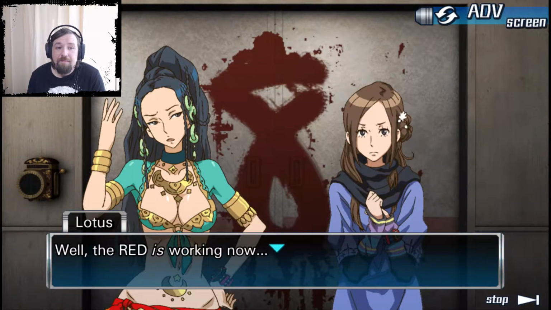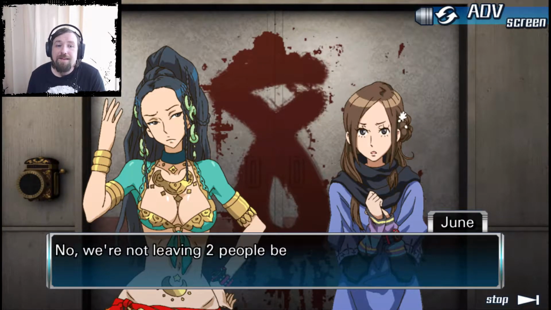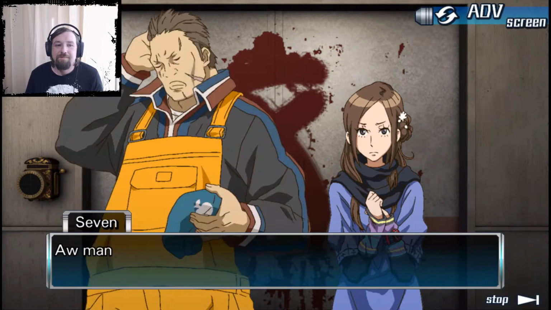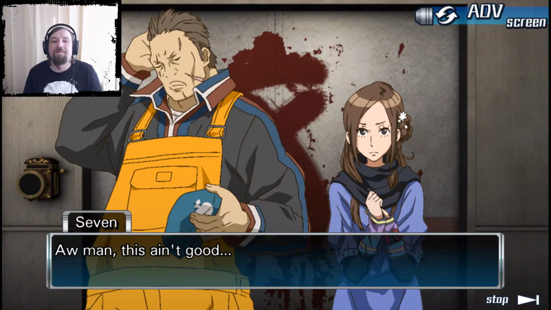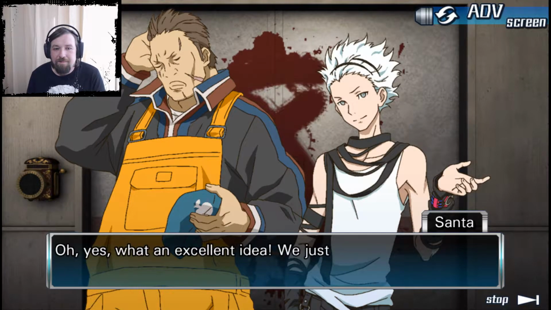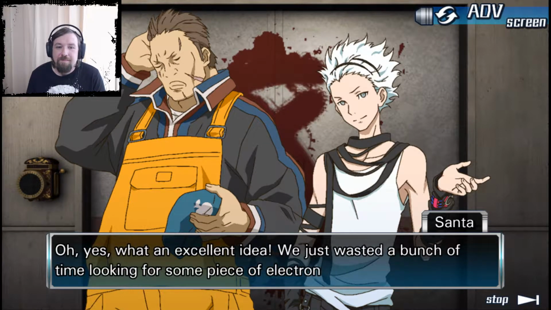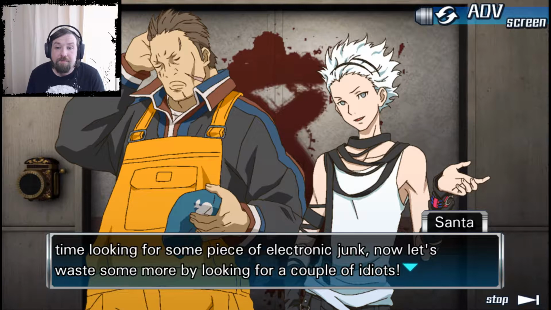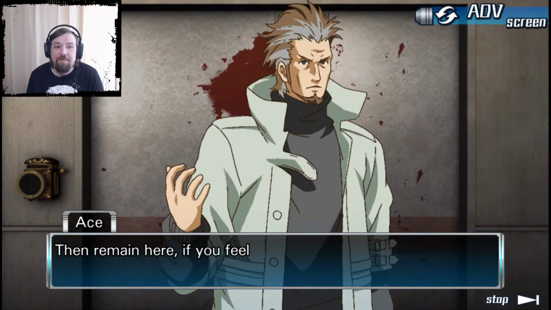Well, the red is working now. We can't leave 2 people behind, no. We should go look for them. Oh, man. We're gonna need them. This ain't good. Oh, yes, what an excellent idea. We just wasted a bunch of time looking for some piece of electronic junk. Now let's waste some more by looking for a couple of idiots. Then remain here if you feel you must, but there's no time. We've only 5 hours left.